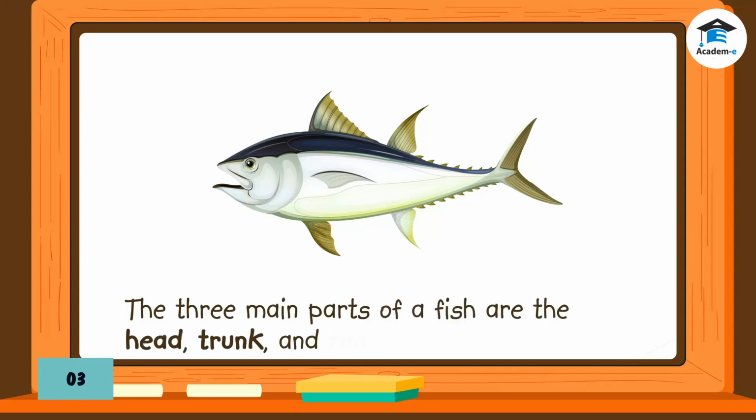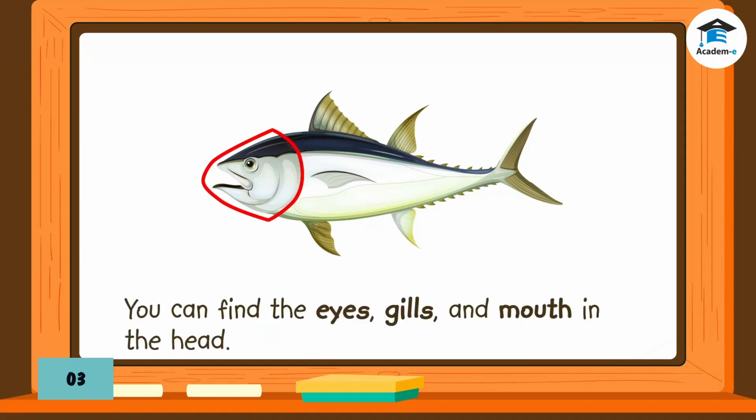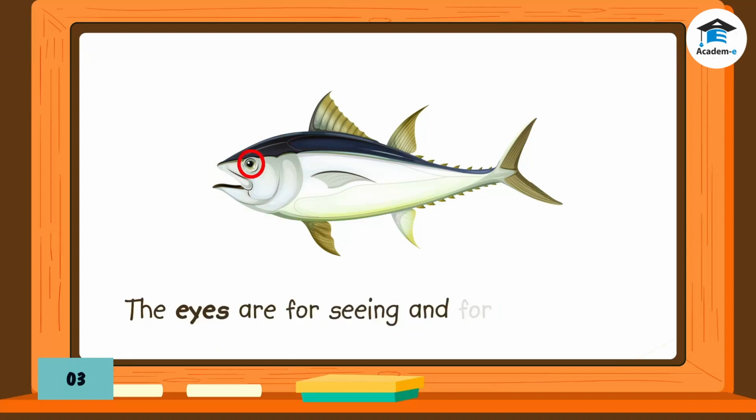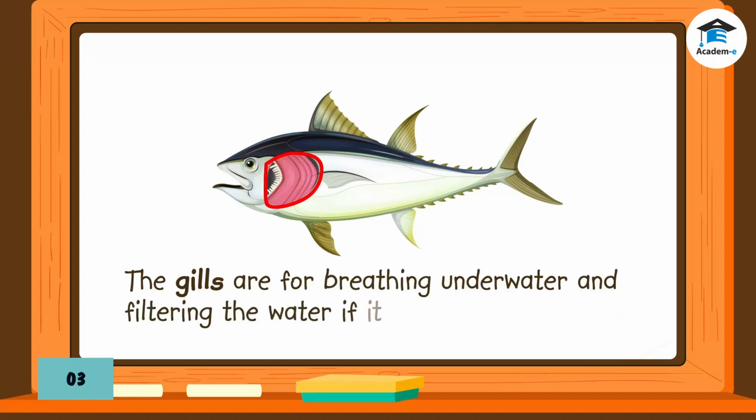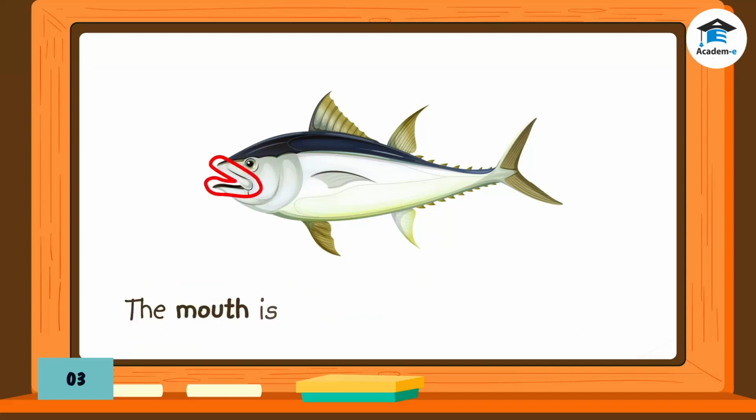The three main parts of a fish are the head, trunk, and tail. You can find the eyes, gills, and mouth in the head. The eyes are for seeing and for looking for food. The gills are for breathing underwater and filtering the water if it swallows through the mouth. The mouth is for swallowing food.